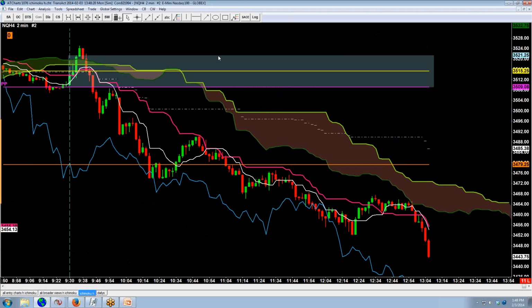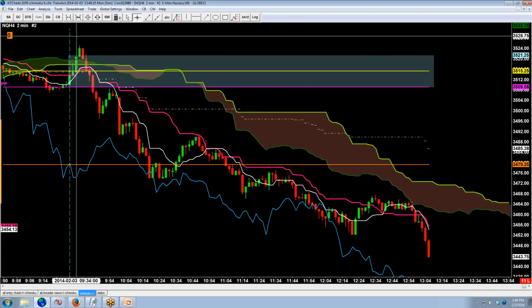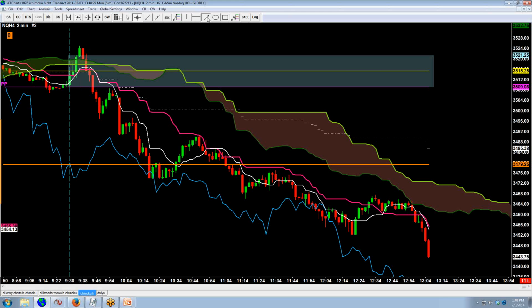So this is a 2-minute chart, and right here at 9:34 you get a close outside the cloud, and you could always enter in above that bar there, and it does work out. On the larger charts you're going to want to use larger targets because it's going to require a larger stop.